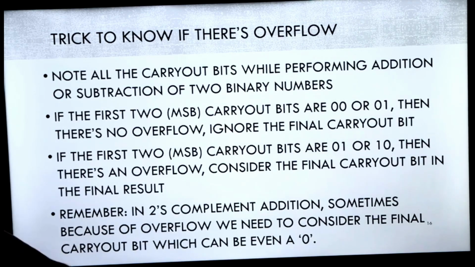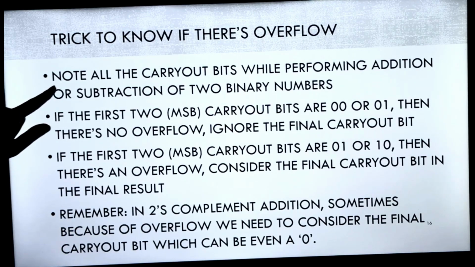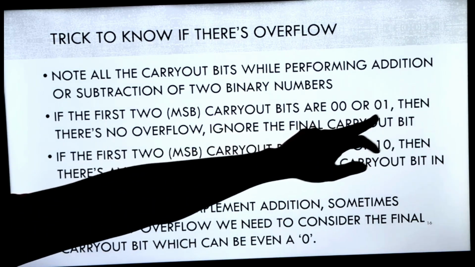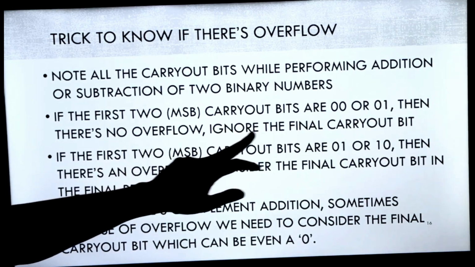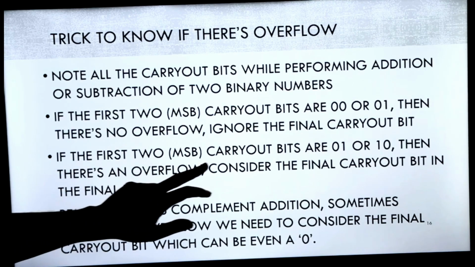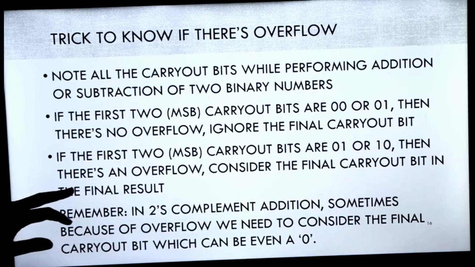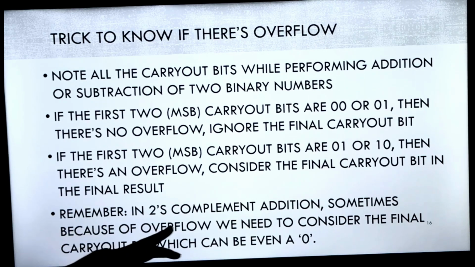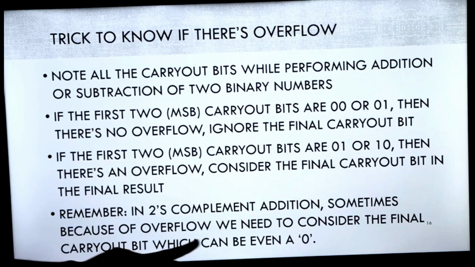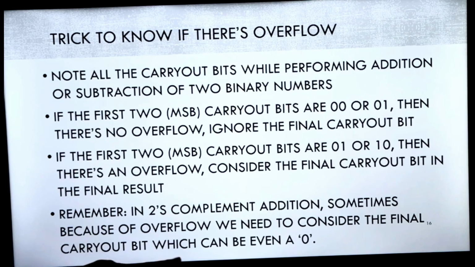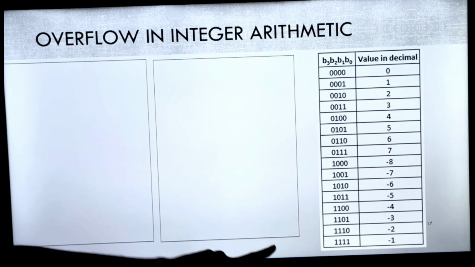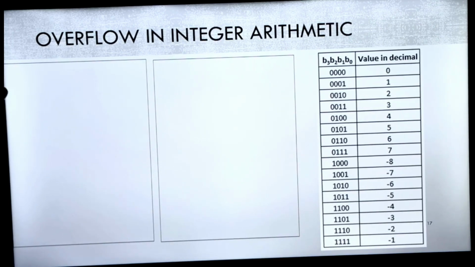Yes, this is the trick whatever I said. So what I will do, all the carry out bits I will note. Then if the first two carry out bits are 0, 0 or 1, 1, then there is no overflow. Ignore the final carry out bit. If the first two bits are 0, 1 or 1, 0, then there is an overflow, so you have to consider the final bit. Fine. In 2's complement addition, sometimes because of overflow, we need to consider the final carry out bit, which can be even a 0 also. I told you, right? So we'll see all these things in the next few examples. It will be more clear to you.